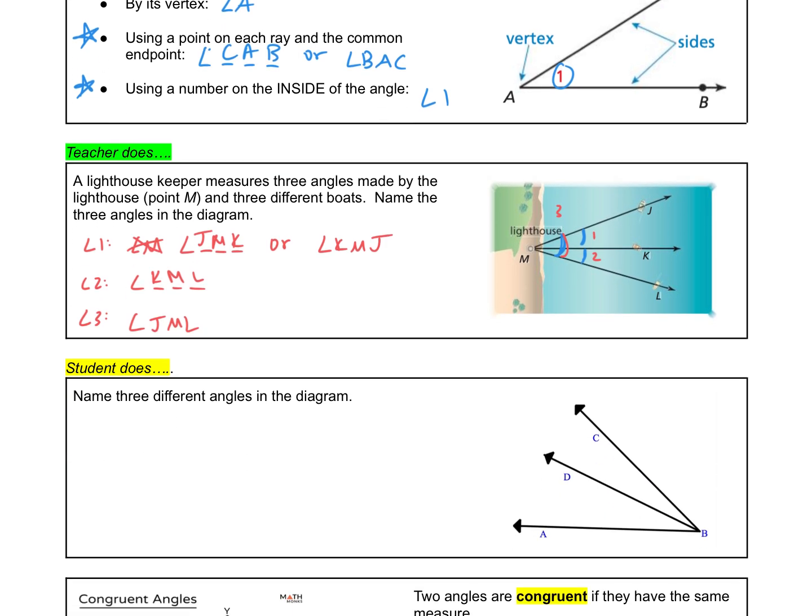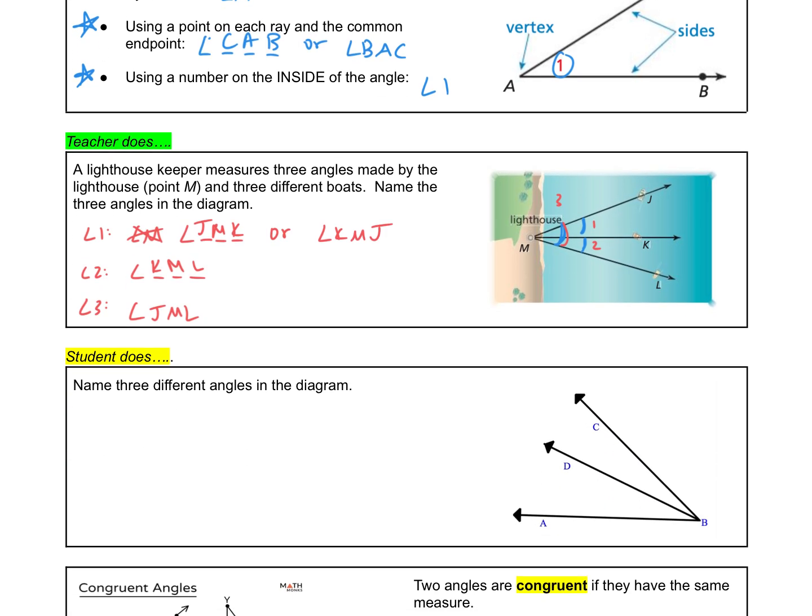How do we feel about that? Okay? You are doing this example. There are 3 different angles. I want you to name them. Please don't use just one letter. So take, I don't know, a minute and write those 3 angles, please.